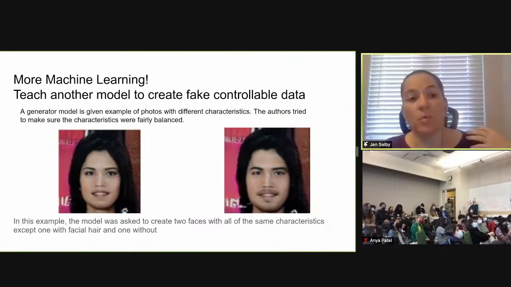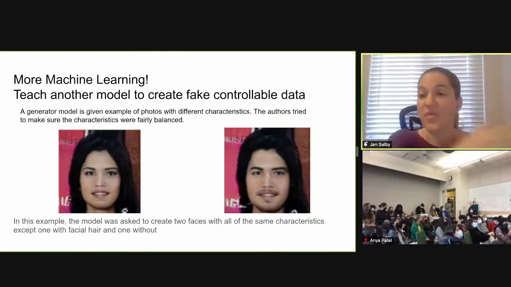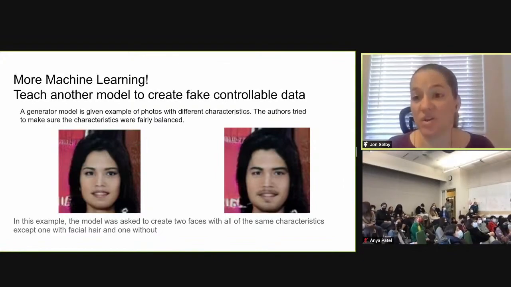So they use what's called a generator model. So far we've been talking about classification models, and classification models are trying to, like I said, label something, decide what something is. A generator model is trying to take a bunch of examples and say, here's something that's sort of like that, right? So many of you have probably seen things like deep fakes. Those would all be generator models, right?